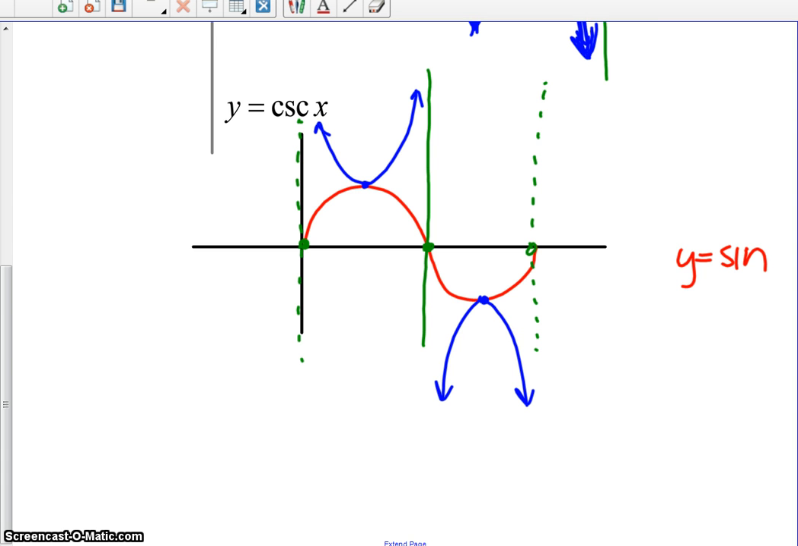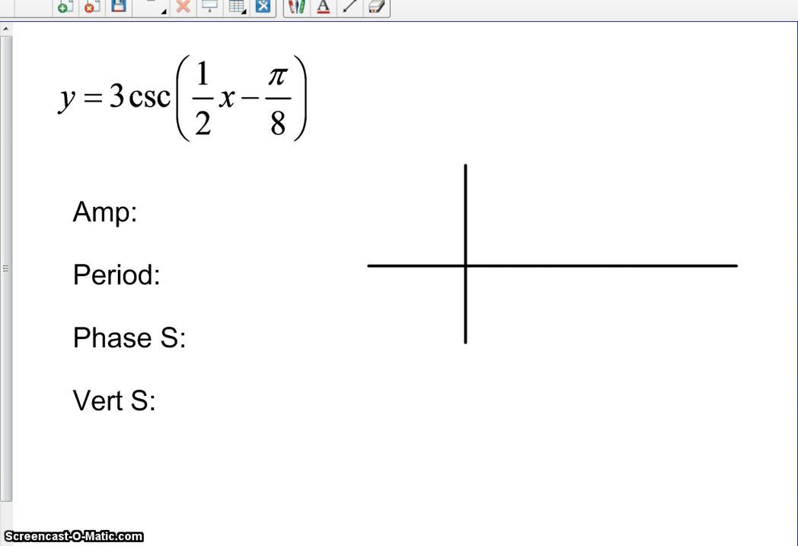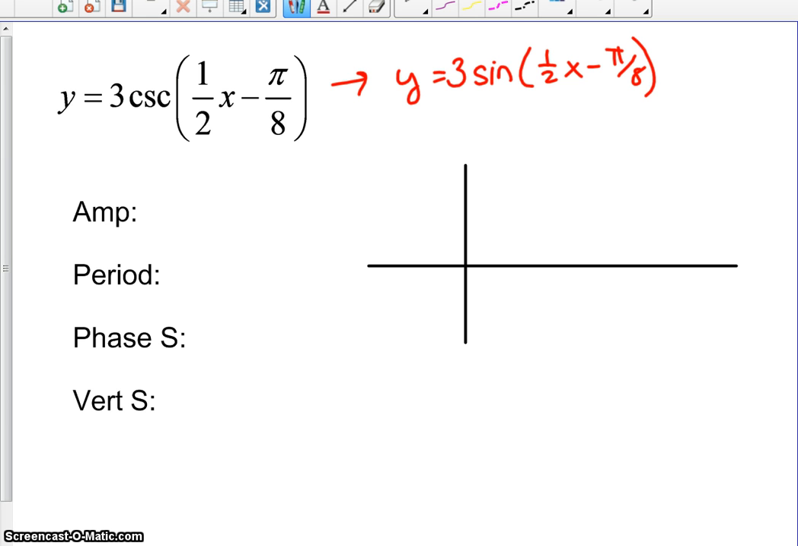Okay? So let me show you another example. Here, what I'm going to do first is graph the equation y equals 3 sine, sine is the companion of cosecant, of 1/2 x minus pi over 8. So I have to graph all of that. My vertical shift is the same as before. I have a vertical shift of 0. I have an amplitude of 3.